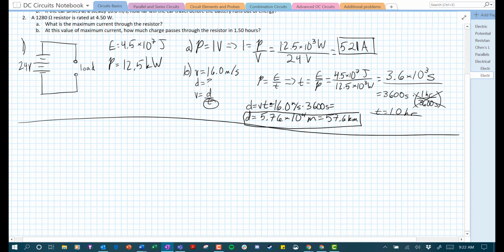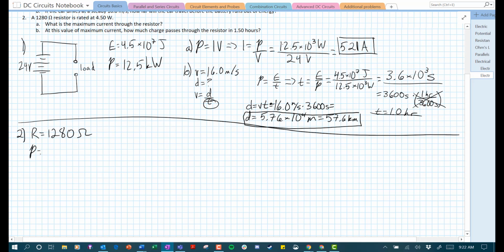Let's look at question 2. A 1280 ohm resistor is rated at 4.50 watts. What is the maximum current through the resistor? And at this value of maximum current, how much charge passes through the resistor in 1.5 hours? So we have our resistance is 1280 ohms.